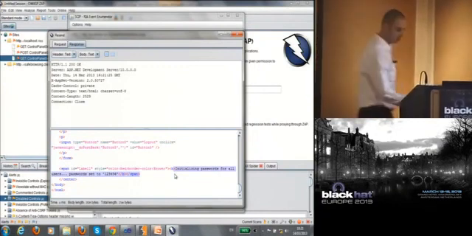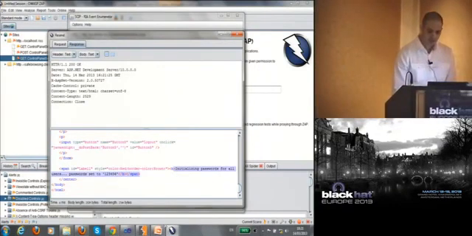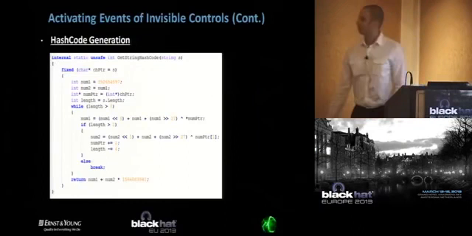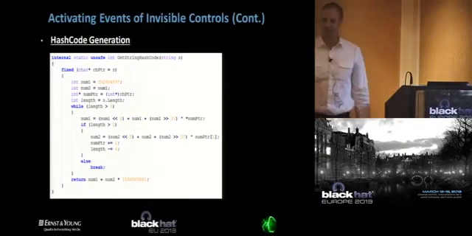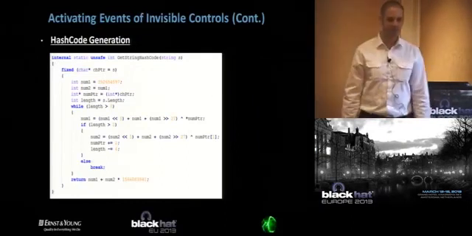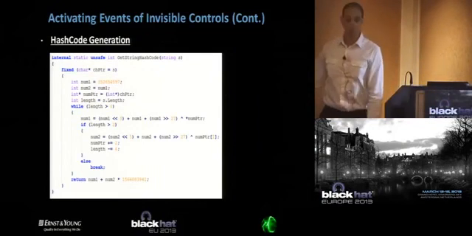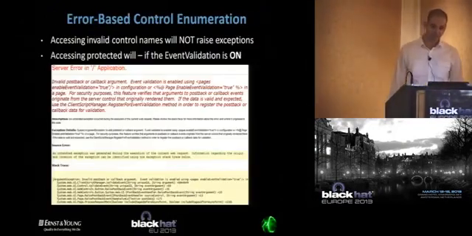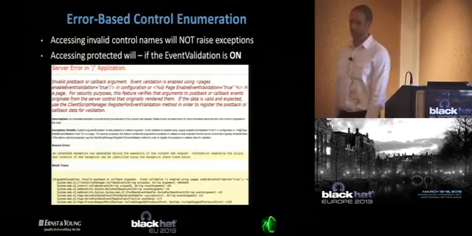Okay? So how do we actually enumerate the name of the control? That process can rely on another very interesting .NET behavior. We couldn't have hoped for anything better. .NET has a very interesting behavior.